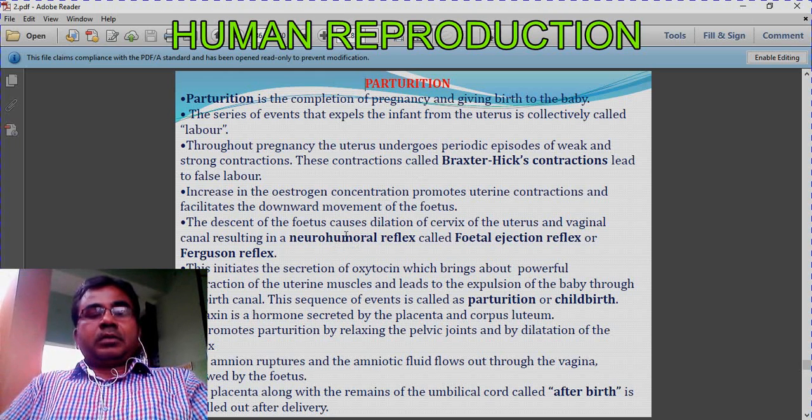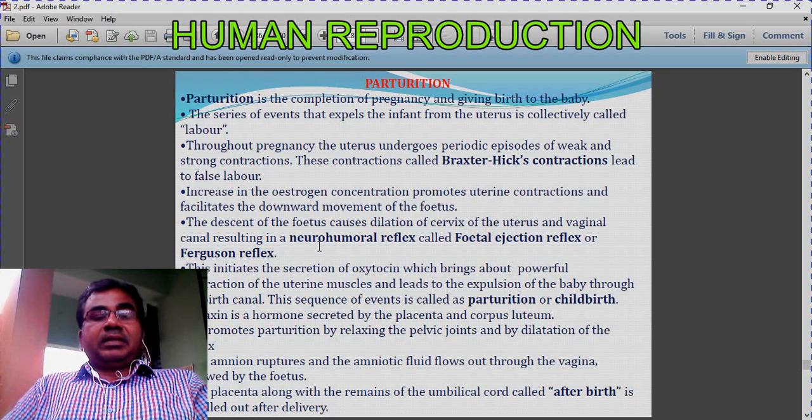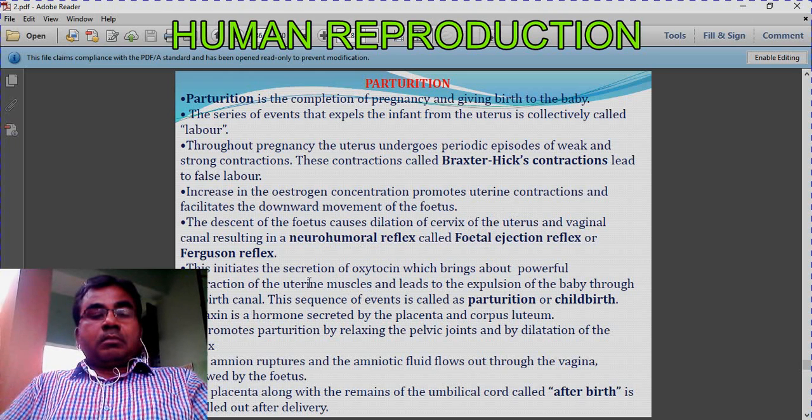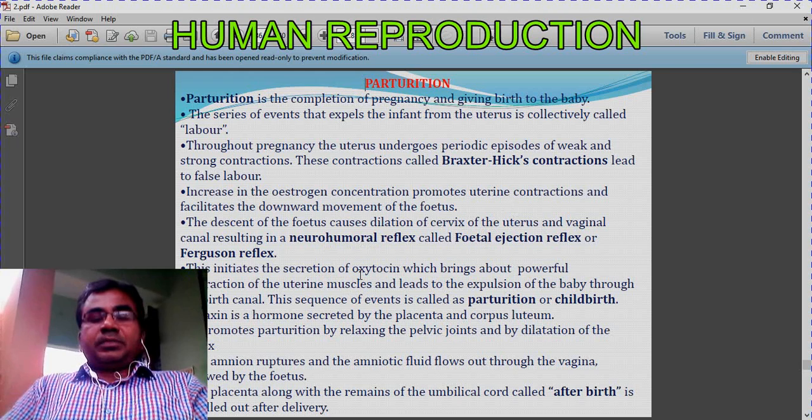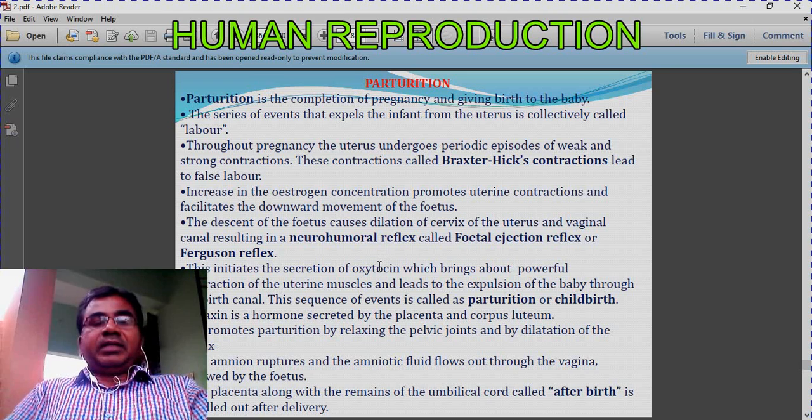Now coming to one more process, that is neurohumoral reflex, otherwise fetal ejection reflex. This is due to the dilation of the cervix of the uterus and the vaginal canal, resulting in this reflex. And one more hormone is responsible for the process of delivery, for the process of parturition. That is oxytocin, that is secreted by the pituitary gland.